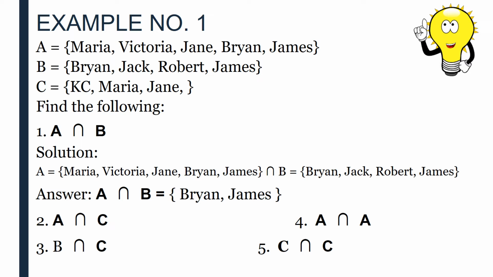So titingnan natin yung elements ng set A at saka set B. I-check natin kung ano yung common nila. Ano yung name na pareho sa set A at saka pareho sa set B. Since si Brian at si James ay nasa set A at naandyan din sa set B, so yung magiging sagot natin ay Brian and James lang. So ang common ng set A at set B ay Brian and James.